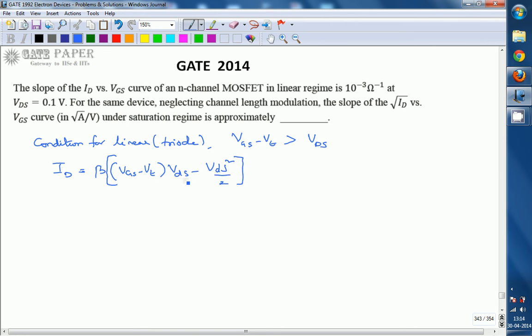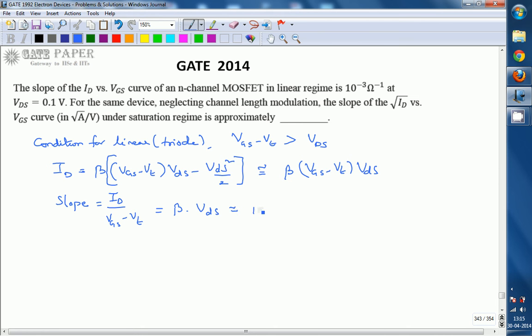But since VGS minus VT is larger compared to VDS, the first term, VGS minus VT into VDS, dominates over VDS square by 2. So it can be approximated as beta times (VGS minus VT) into VDS. If you take the slope of this curve, slope is y by x, that is ID by VGS. This is the slope for ID versus VGS, so what you get is beta times VDS.